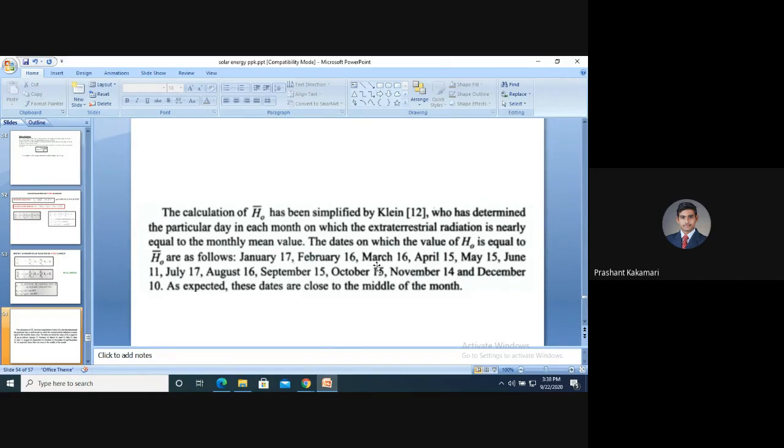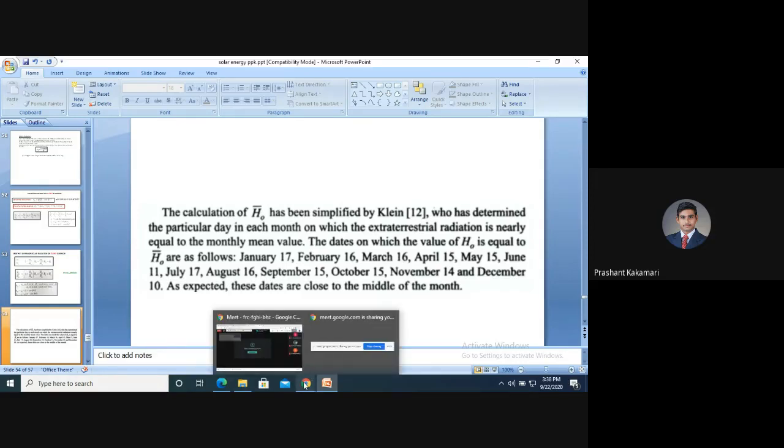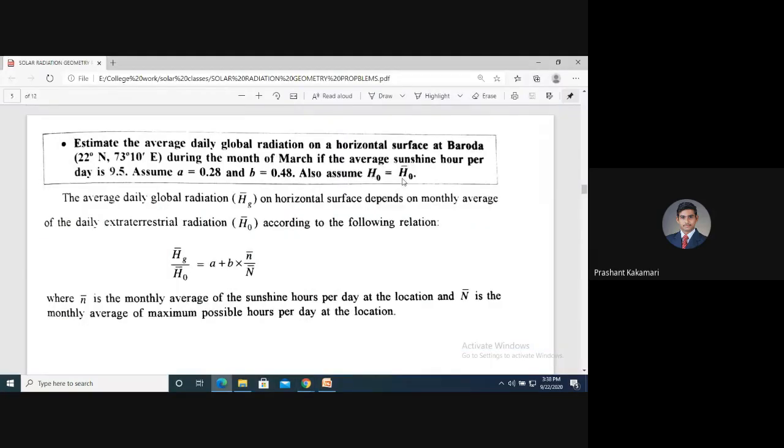So for March, which day has been given? 16. So here in this problem also, we'll assume March 16 represents the middle of that month as an average. That is H naught. Then we'll find out H naught and we'll assume H naught itself is the monthly average. Then we'll find out the monthly average global radiation. The point is clear to all?